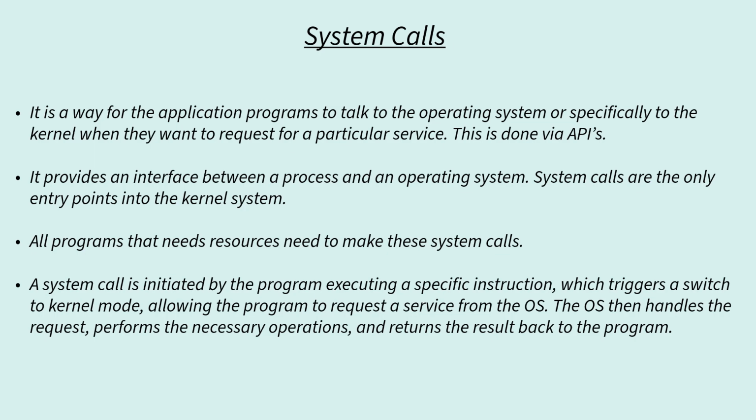A system call is initiated by the program executing a specific instruction which triggers a switch to kernel mode, allowing the program to request a service from the OS. The OS then handles the request, performs the necessary operation, and returns the result back to the program. And then the program continues to do what it's supposed to do.